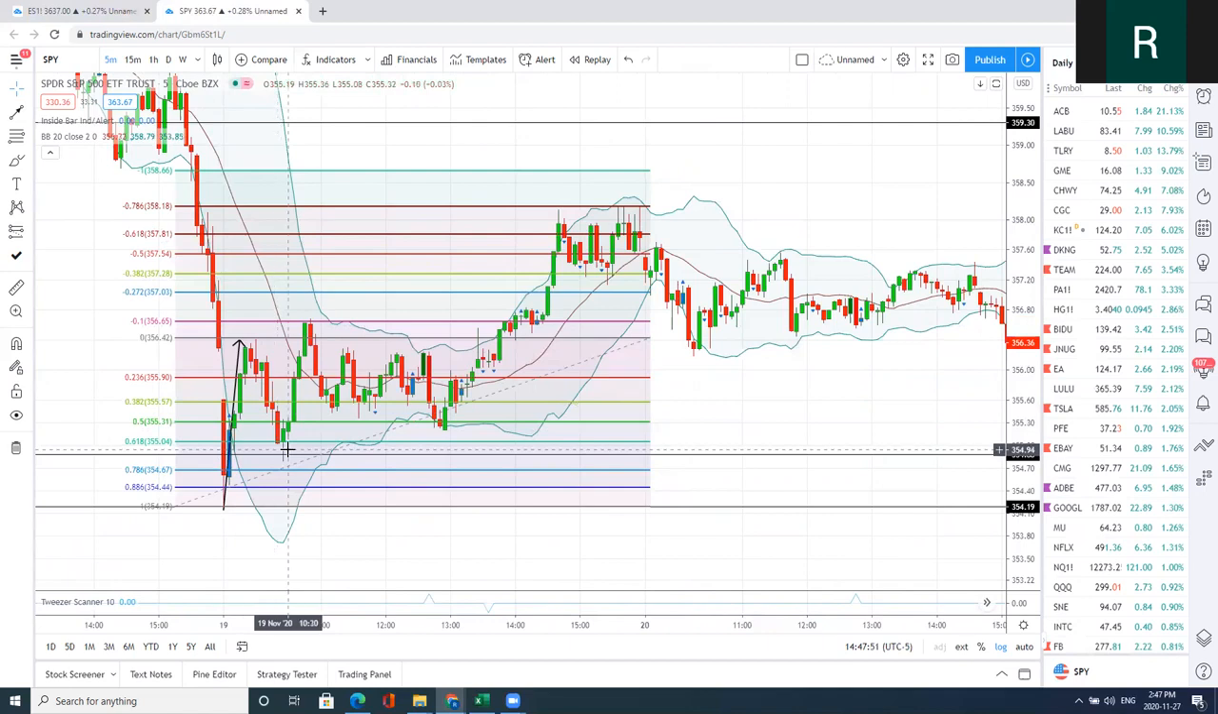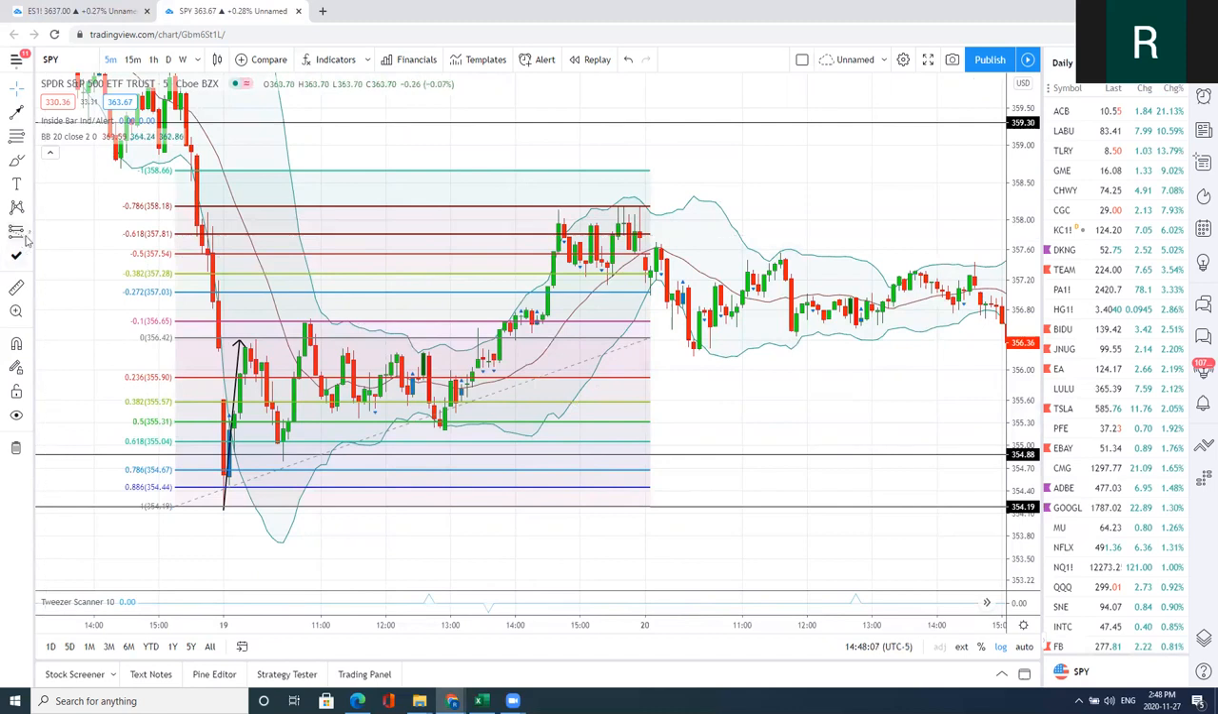Pull to the 618, trade to the 786, and look at these wicks. 1, 2, 3, 4. If that doesn't prove the power of Fibonacci, I don't know what will. The robots are programmed to buy at the levels and sell at the extensions.